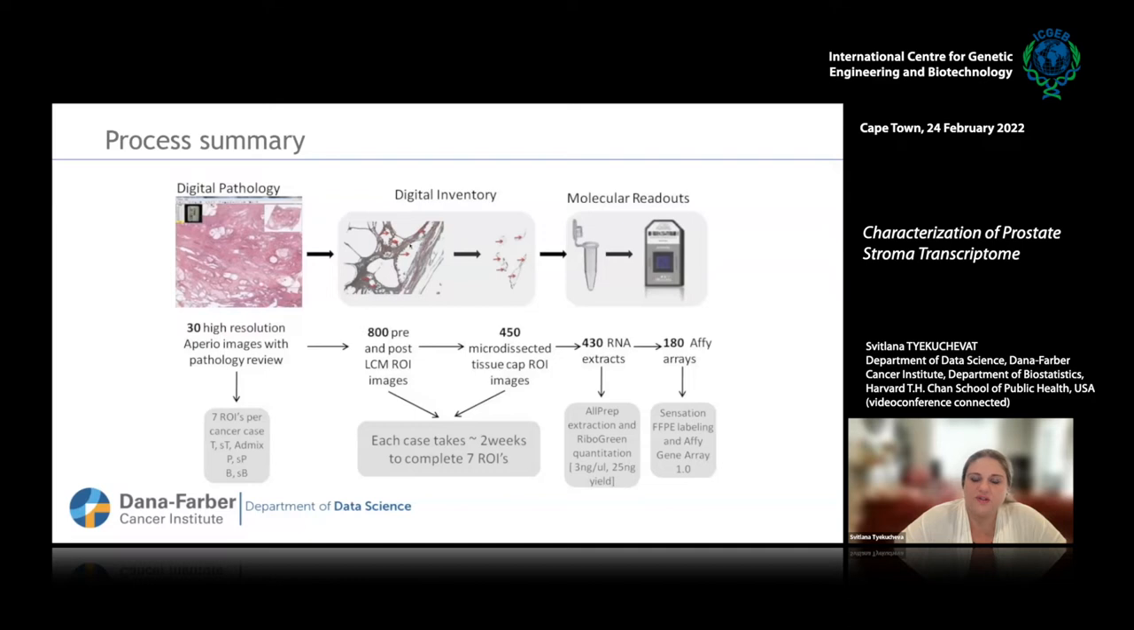Because these areas are so small, there had to be multiple areas from each specimen to get enough RNA for the analysis. So we used the Affy arrays for this analysis. And all these specimens, by the way, were formalin fixed paraffin embedded tissues that have some issues with RNA quality, but it was overall a very successful project.